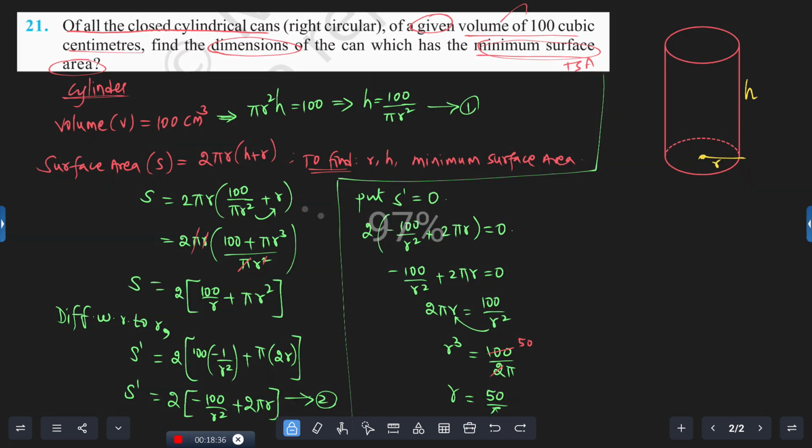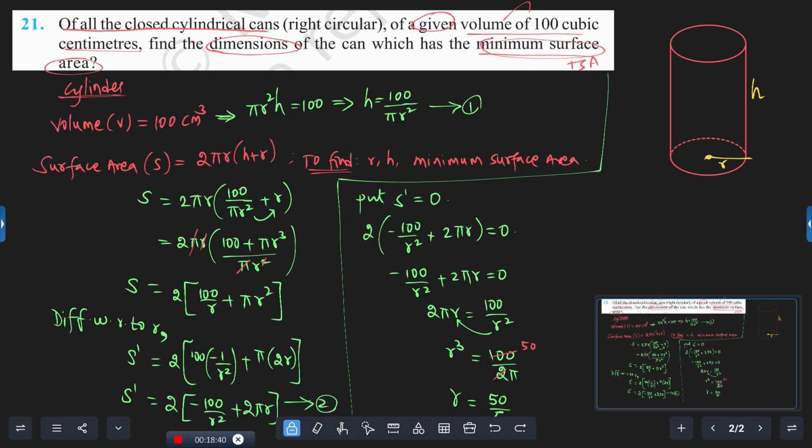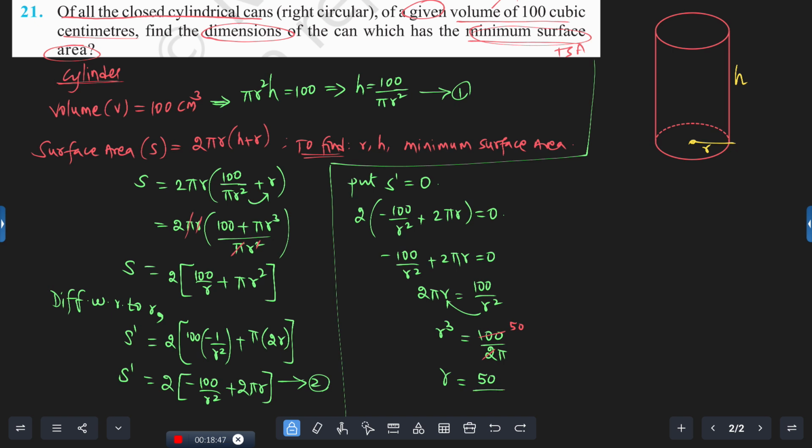Listen, 50 divided by pi, 50 divided by pi whole power 1 by 3. Listen carefully. Cube, when you send opposite, will become 1 by 3 in power. Be careful. This is my required value of r, the radius. We got it. Now after getting the r value, what do we need to say minimum?